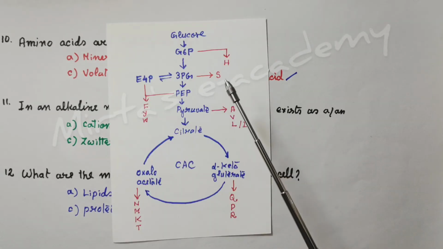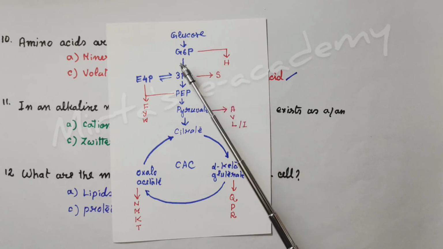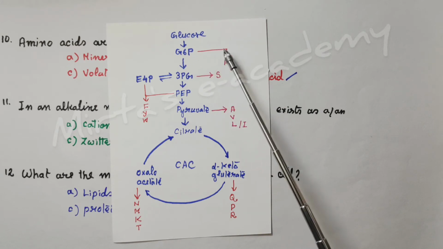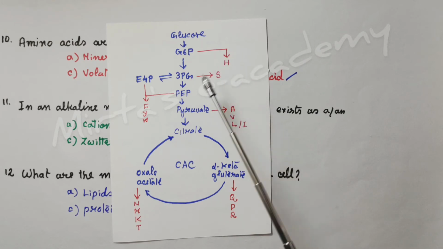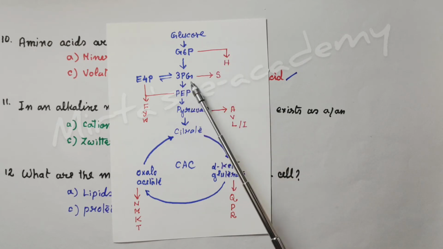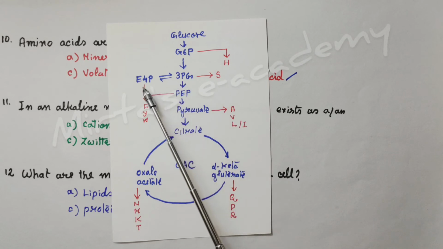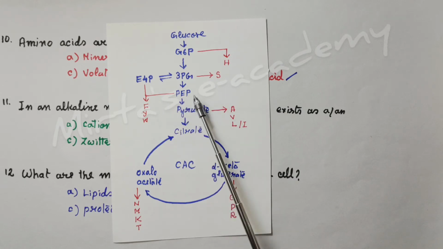I have drawn a simple sketch starting from glucose. After glucose it is G6P, that is glucose 6-phosphate. From here we get histidine through various steps. Then it is 3PG, that means 3-phosphoglycerate. This is serine. And this is E4P, that is erythrose 4-phosphate. And PEP, that is phosphoenol pyruvate.